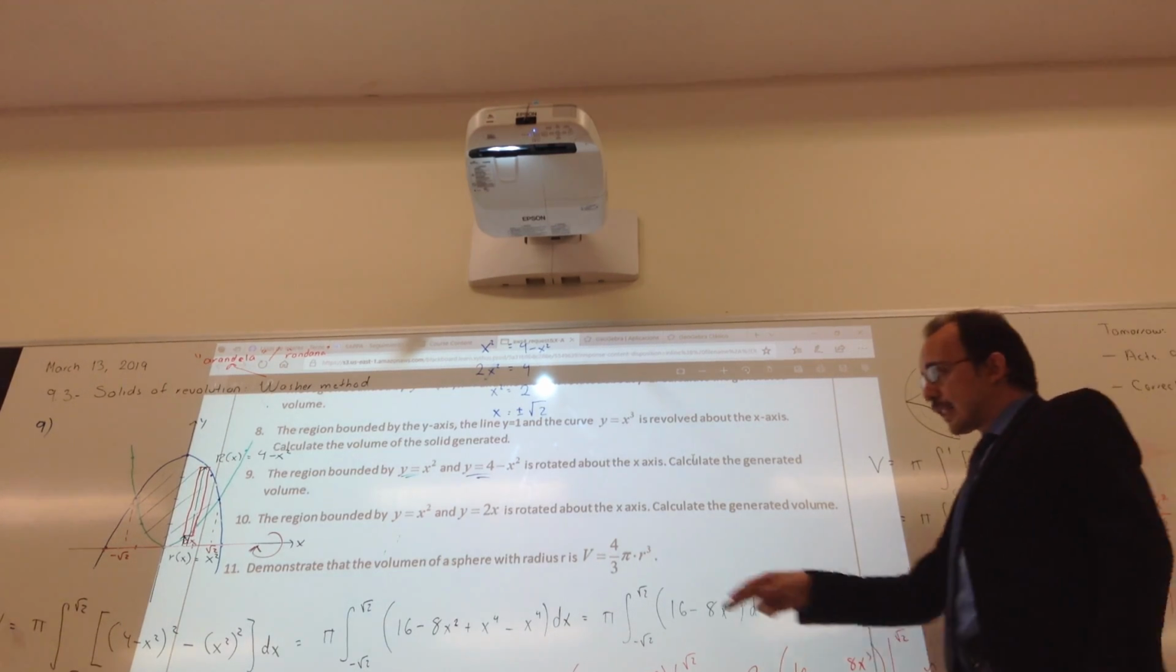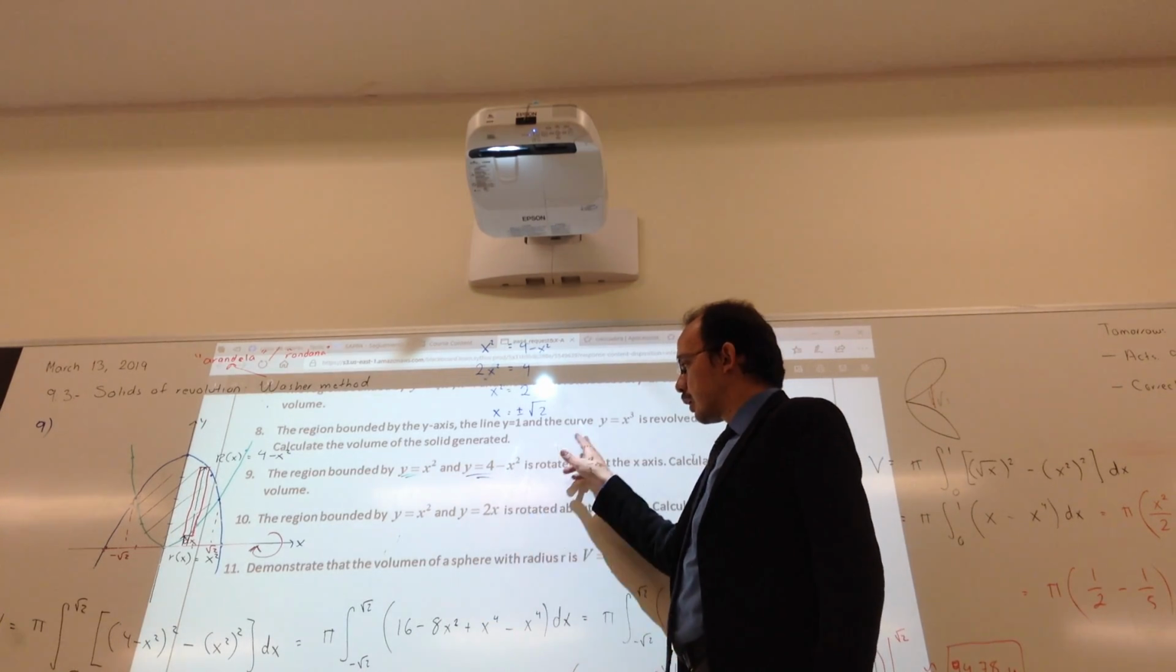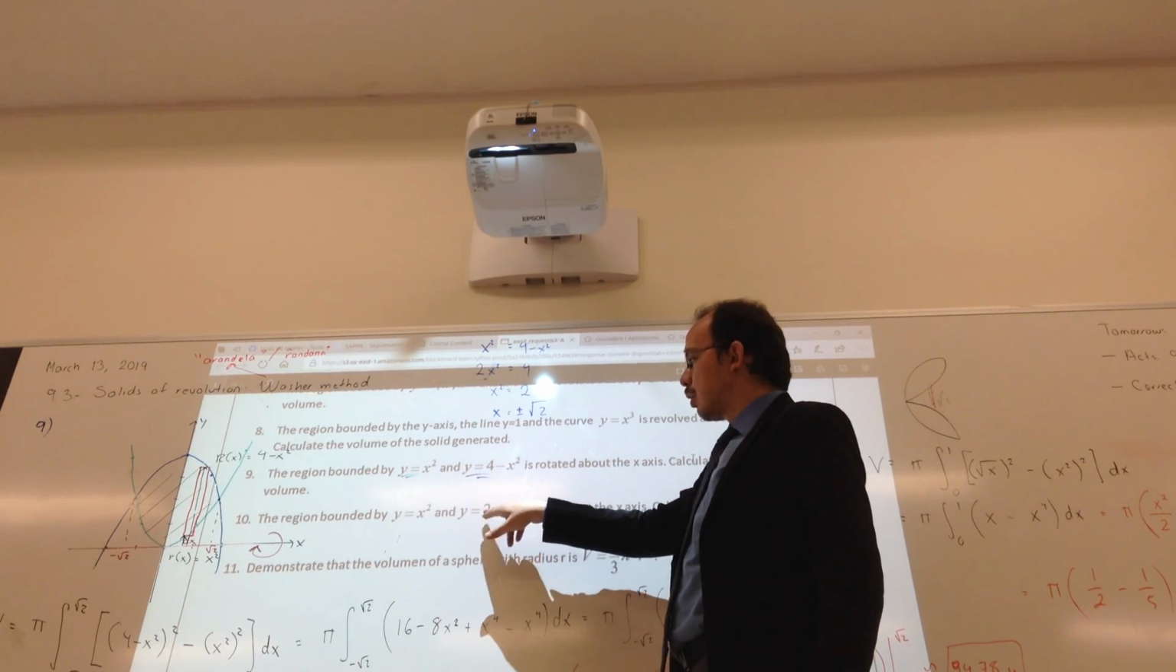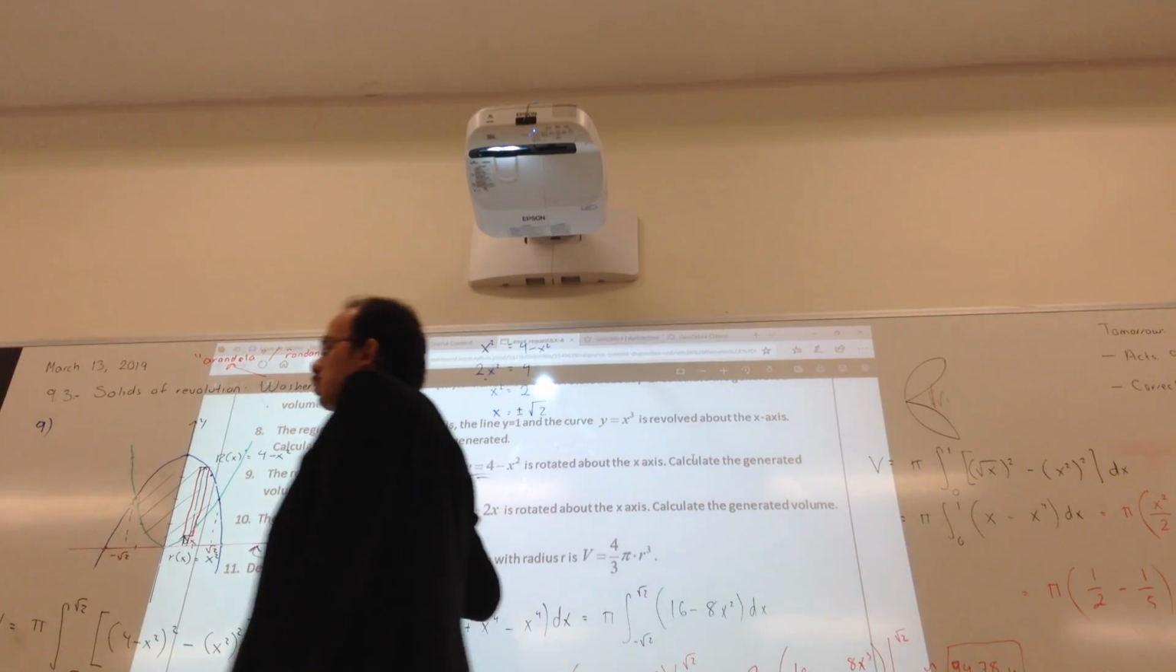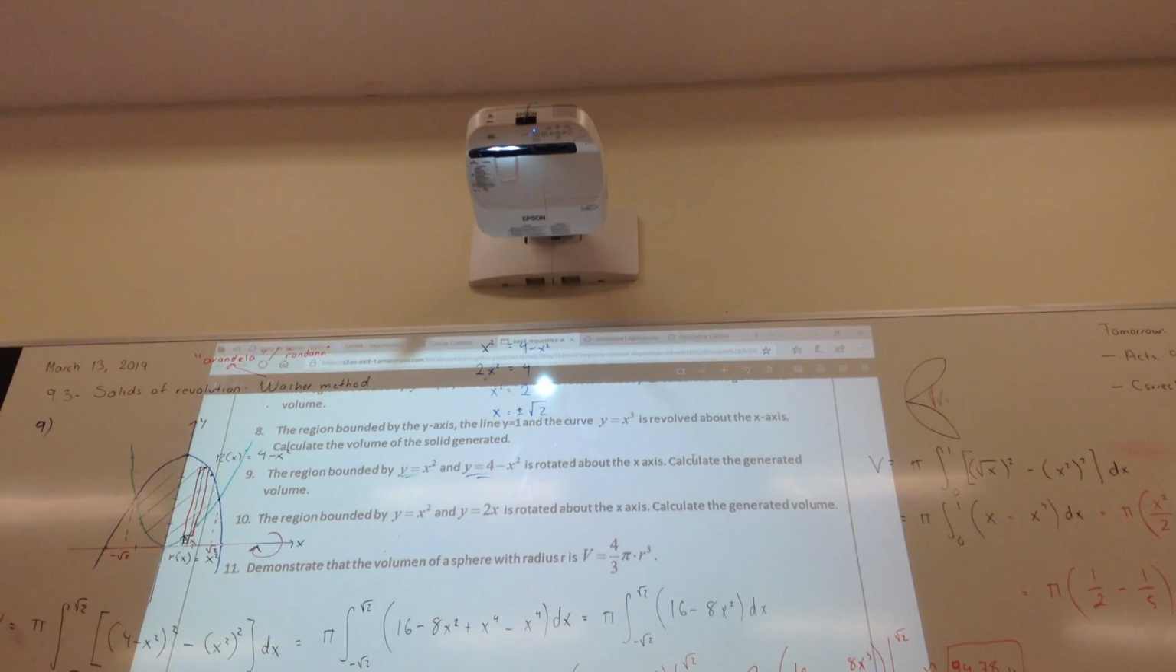Remember that y equal to 2x is a straight line, intersection at 0, slope 2. Rise over run. 2, 1, 2, 1.